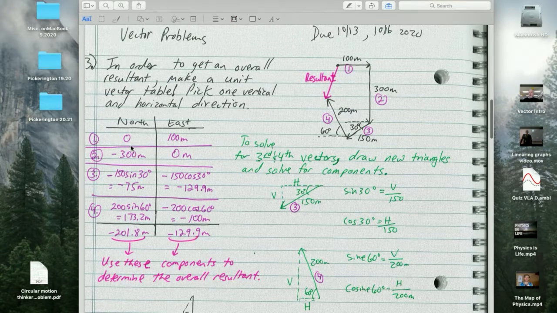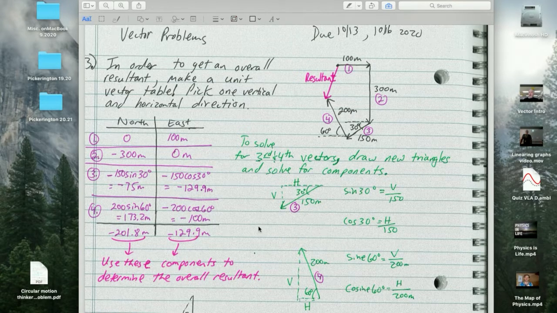So I end up with 0 meters to the north, 100 meters to the east. Then this one is 300 meters, but it's pointing south, so mathematically that's the equivalent of negative 300 meters north and 0 meters to the east. For the last 2 vectors, they're going at angles, so I draw another triangle for each of these.